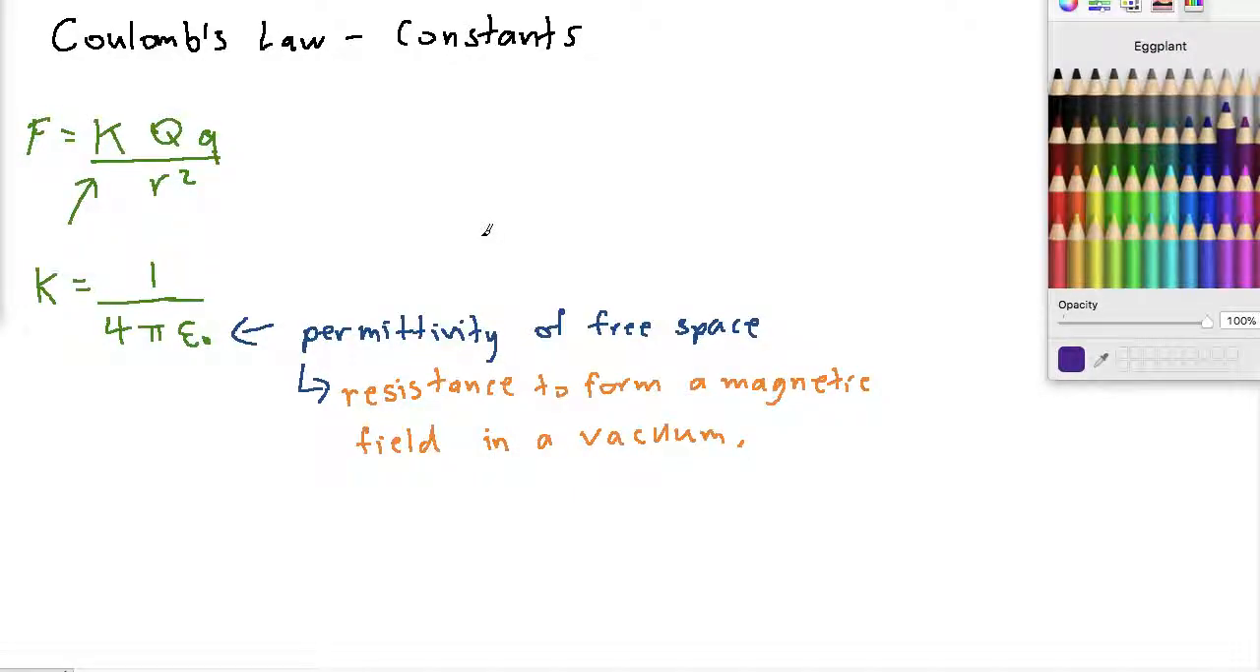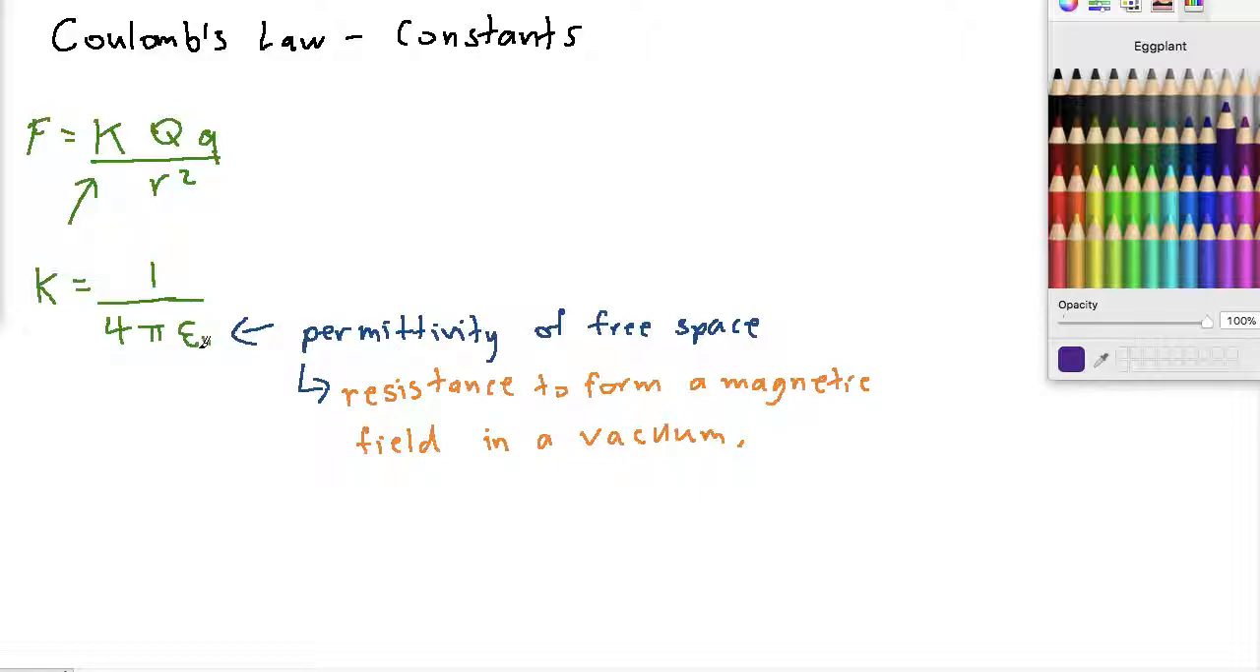Hey guys, welcome back. This is Physics for Life Science, and in this video we're going to be talking about the constant K found in Coulomb's law. As in the previous video, the constant found in Coulomb's law breaks down to 1 over 4 pi epsilon.